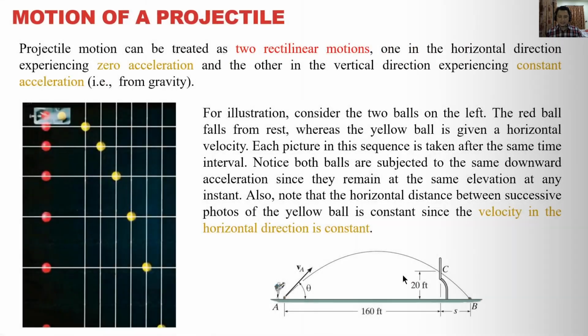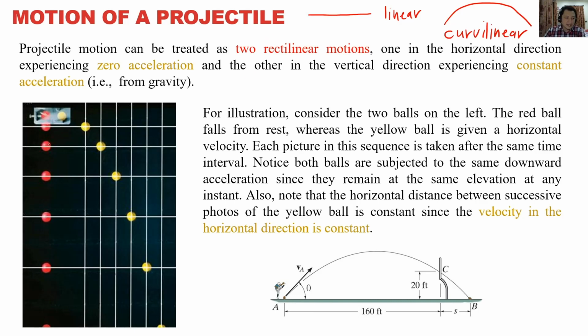So next part on the lecture is something called projectile motion. So projectile motion falls under the category of curvilinear. So you have linear. You have curvilinear. So projectile falls under this category.